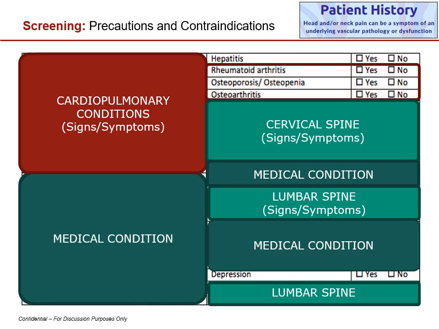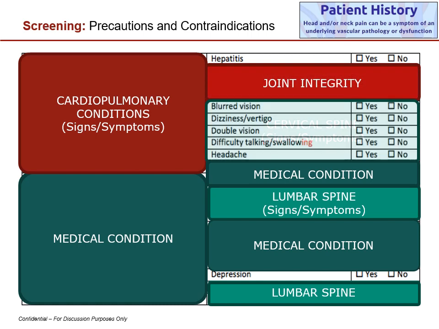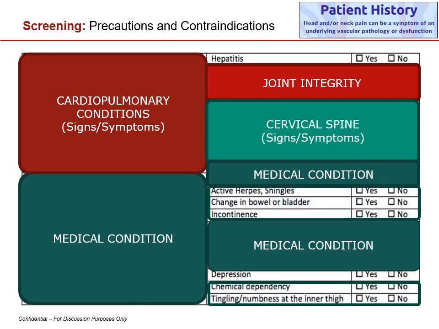When we get to joint integrity, as we talked about, not only at the joint specific, but also at the bone and the risk of osseous lesions with osteoporosis and osteopenia. In the cervical spine, you have blurred vision, dizziness, essentially your D's and N's. And then in the lumbar spine, you have your numbness, your tingling, your cauda equina considerations.